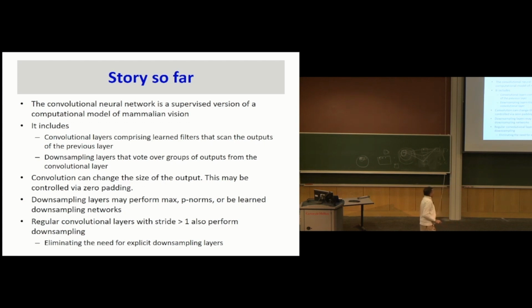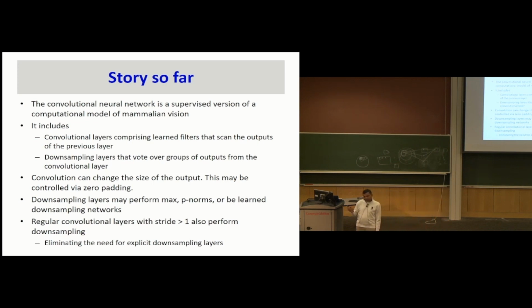So the story so far: the convolutional neural network is a supervised version of a computational model of mammalian vision. It includes computational layers comprising learned filters that scan the outputs of the previous layer, and downsampling layers that vote over groups of outputs from the conv layer. The convolution can change the size of the output, which you can control via zero padding. Downsampling layers may perform max, p-norms, or be learned downsampling networks. Regular convolutional layers with stride greater than 1 also perform downsampling.